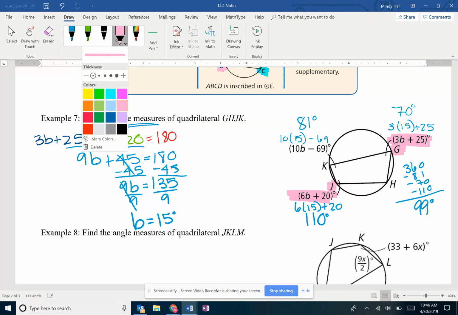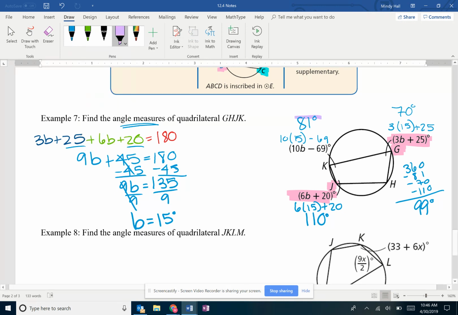So our actual angle measures, let's do purple. We have 81 for K, 110 for J, H is 99, and G is 70. Okay?